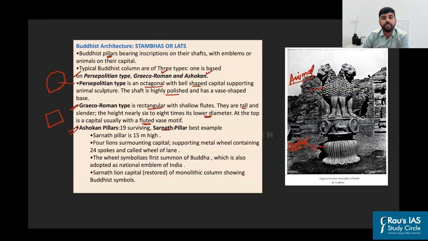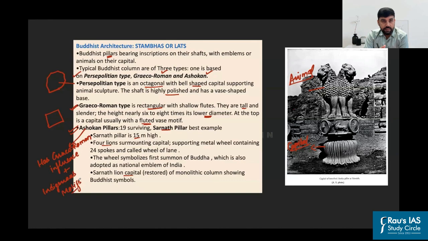Here is an example, which is Sarnath pillar. It is 15 meter high, right? 4 lions are there, you will find all these symbols here. Now, Ashokan pillars have, right, Greco-Roman influence. Inside it there is Greco-Roman influence, plus that is, it is external influence, plus it has indigenous motives.